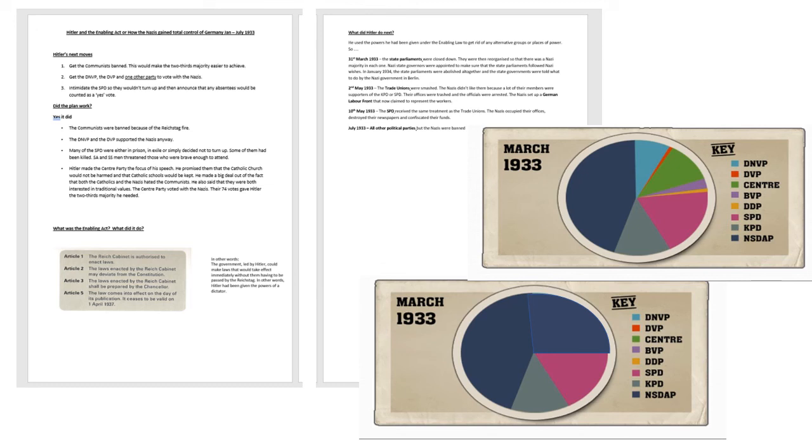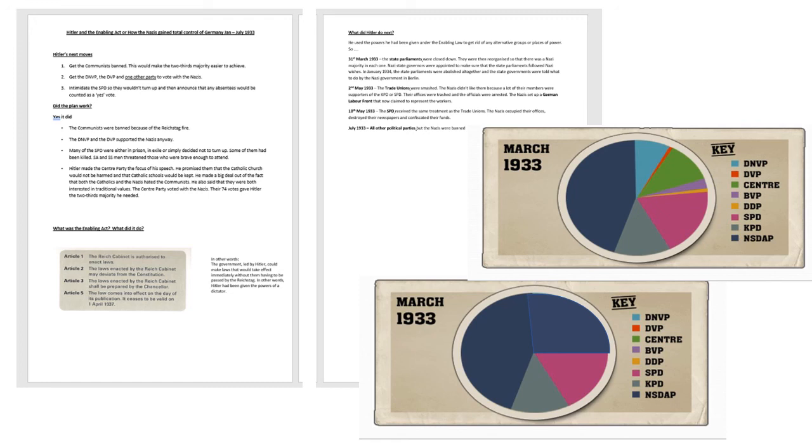The Nazis set up a German Labour Front that now claimed to represent the workers. And on the 10th of May 1933, the SPD received the same treatment as the trade unions. The Nazis occupied their offices, destroyed their newspapers and confiscated their funds. And in July 1933, using the Enabling Act and the powers that gave him, all other political parties but the Nazis were banned. So now by the middle of July 1933, Hitler has absolute power and he's used those powers to remove opposition in the states, opposition from trade unions, opposition from other political parties. He's now emerging as a dominant leader.